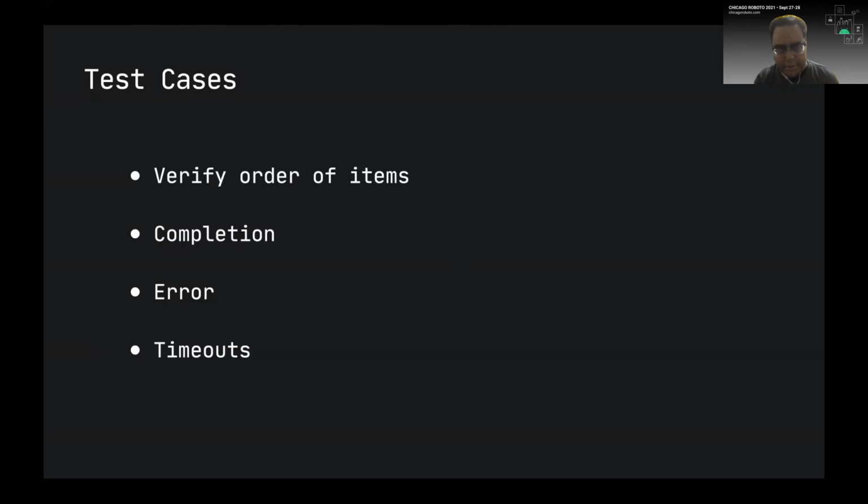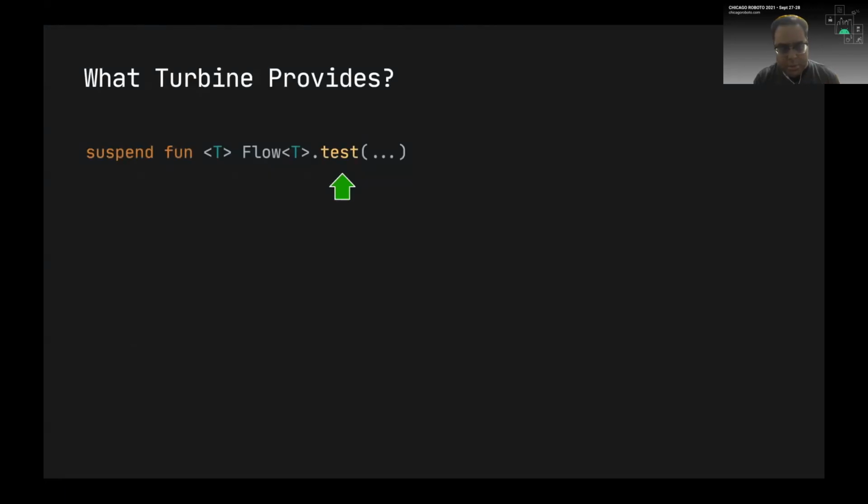And these are the things that it is able to help you with. I want to verify the order of emissions. I want to verify my flow has emitted everything and has nothing more to emit, or maybe there's an error or a timeout. So what this library provides is an extension on a flow called test, and the argument of this method is a lambda.